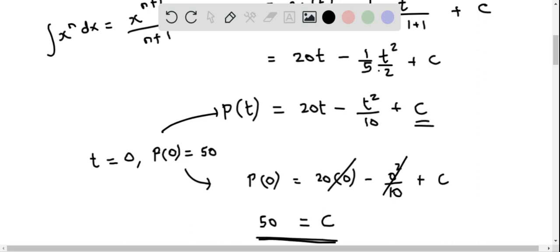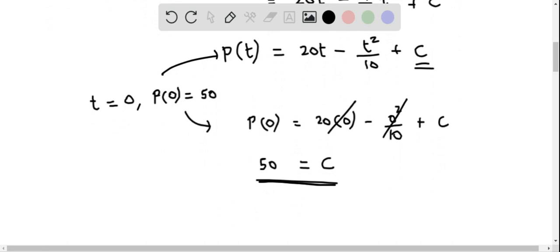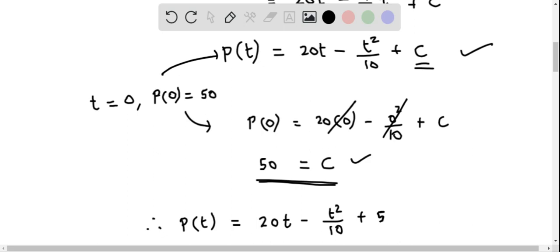So now that we have determined the value of c equals 50, we can rewrite this population function by substituting the value of c. So the final equation that represents the population of prairie dogs is p of t equals 20t minus t squared over 10, plus the integration constant which we just found, that is 50. So this is the final equation for the population of the prairie dogs.